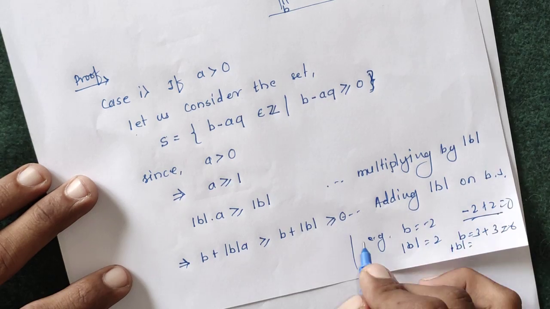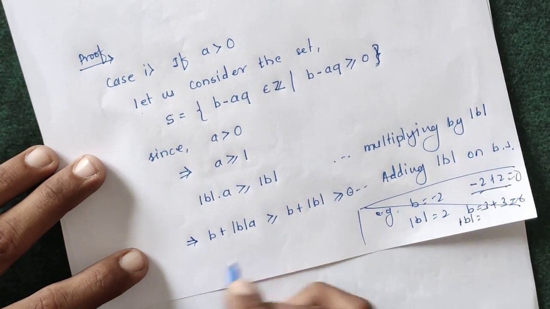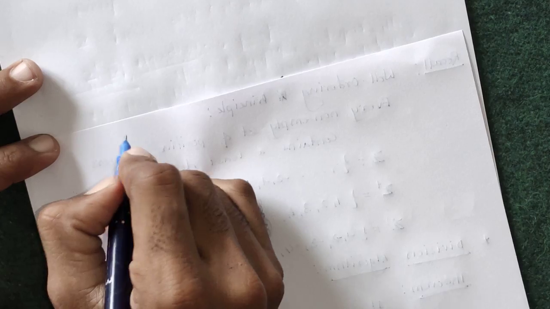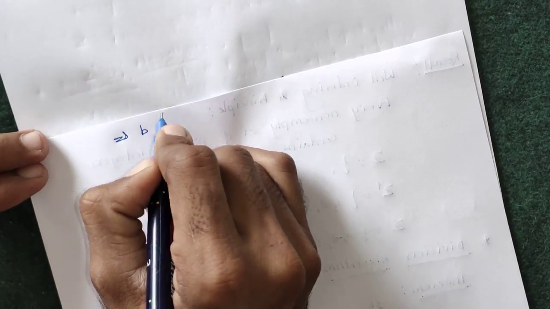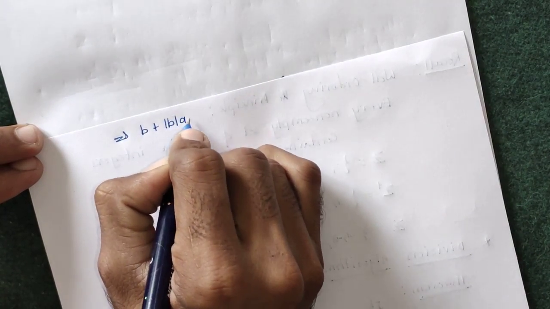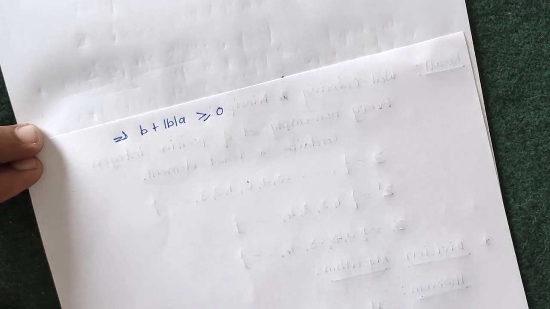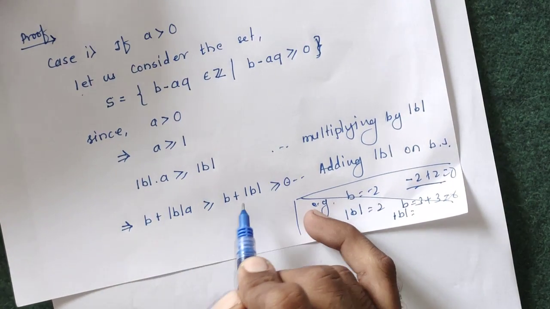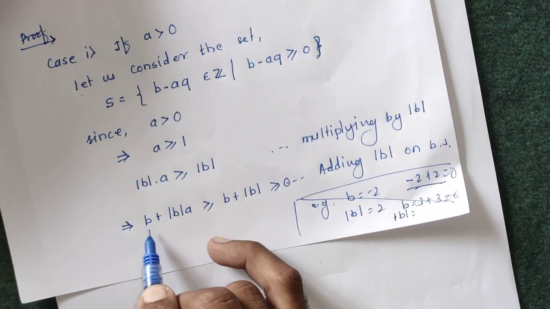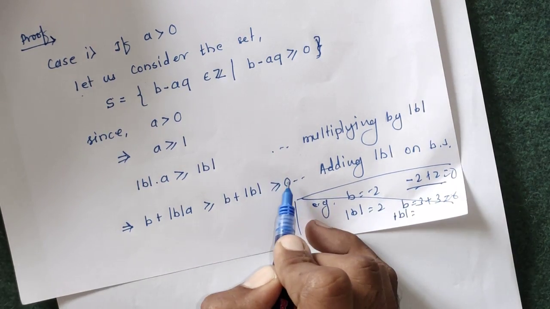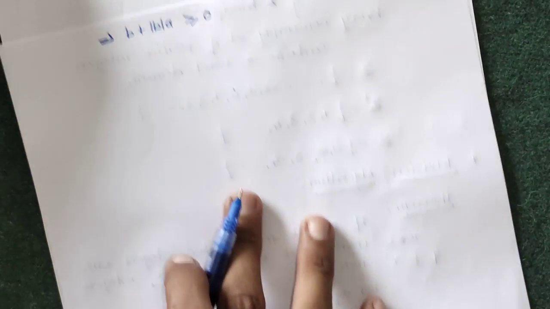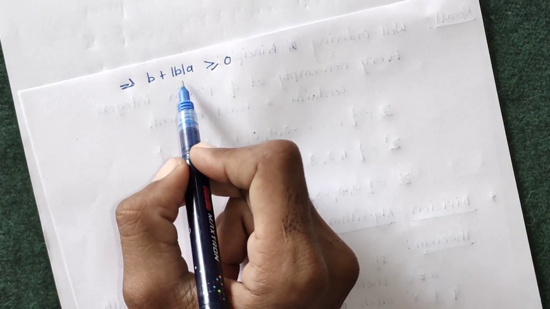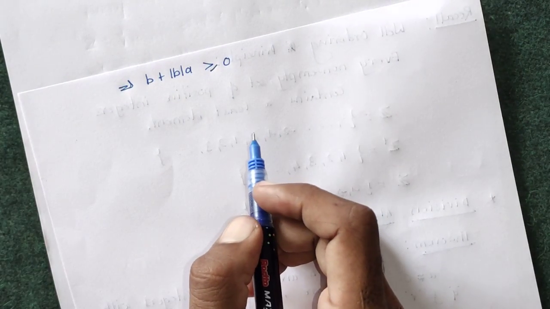This implies, it is rough work, this implies b plus mod b times a is greater than or equal to 0. Here b plus mod b times a is greater than or equal to this b plus mod b, and b plus mod b is greater than or equal to 0. So this our b plus mod b times a is greater than or equal to 0.